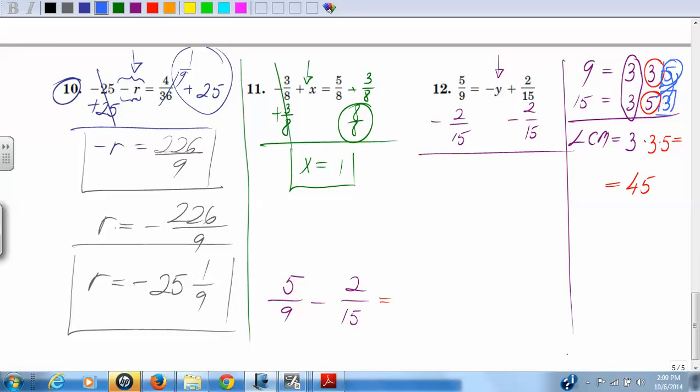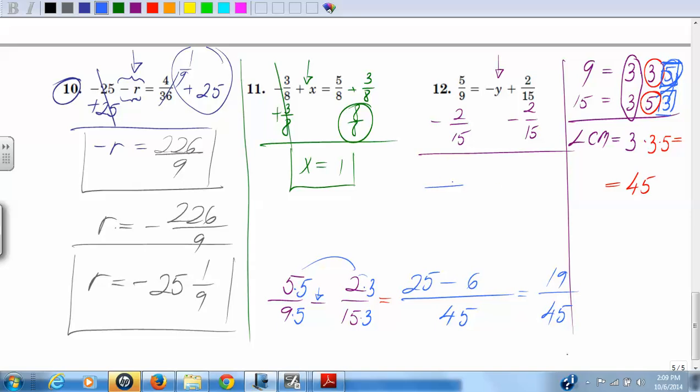Let's use a rectangle for that. So that tells me already 9 needs to be multiplied by 5, and you multiply the top and bottom. 15 needs to be multiplied by 3, you multiply the top and bottom. Now your denominator is going to be 45, and we only work with the numerators, right? 5 times 5, that's 25, minus, right, that's the operation, 2 times 3 is 6. What do we have? 25 minus 6 is going to be 19 over 45. Okay? Moving on with our equation.